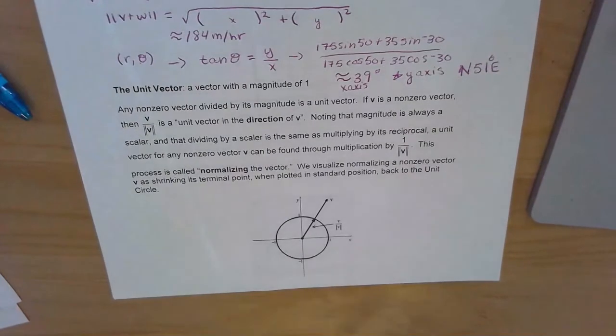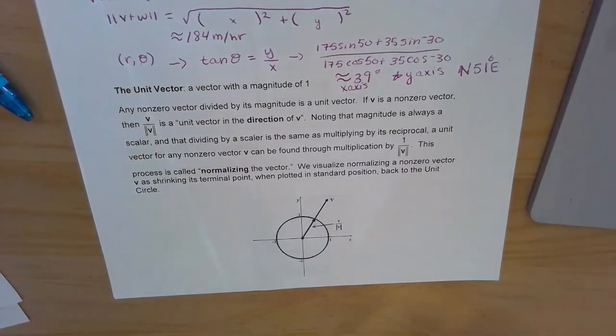The unit vector is a vector with magnitude of 1. Any non-zero vector divided by its magnitude is a unit vector. If v is a non-zero vector, then v over its magnitude is a unit vector in the direction of v. Noting that magnitude is always a scalar, so it's a number, guys, and that dividing by a scalar is the same thing as multiplying by its reciprocal.